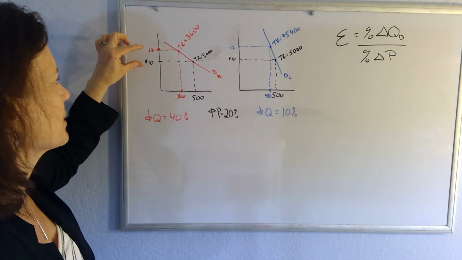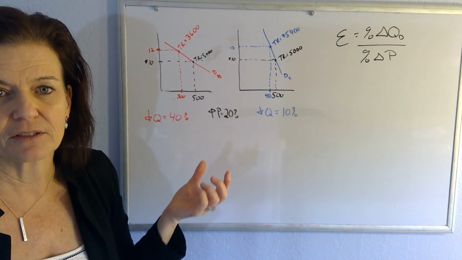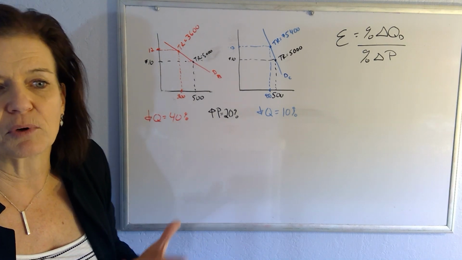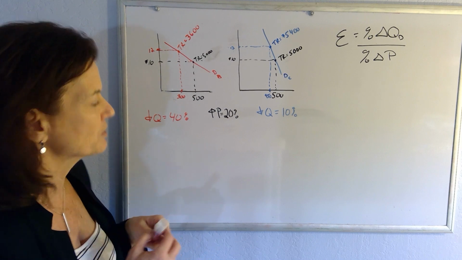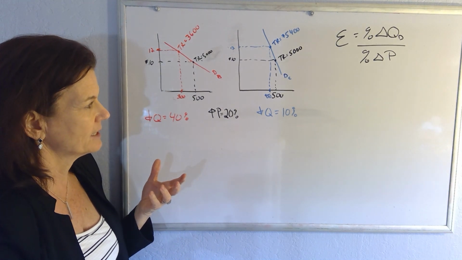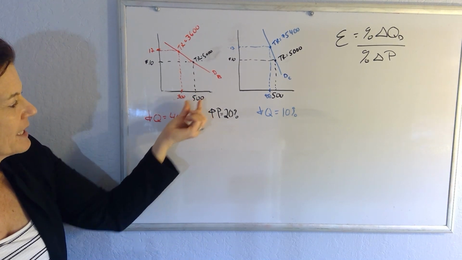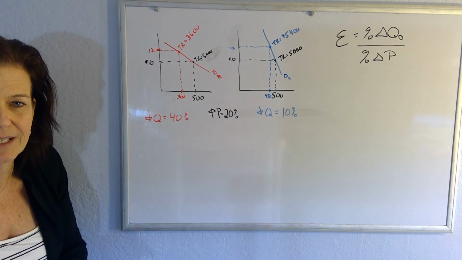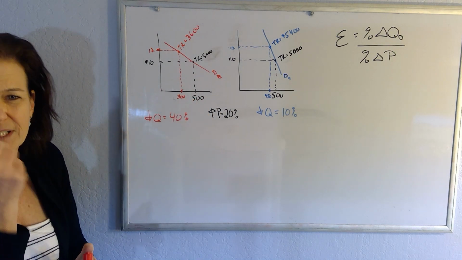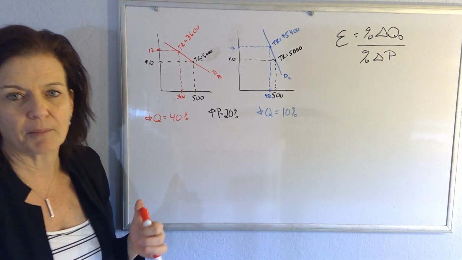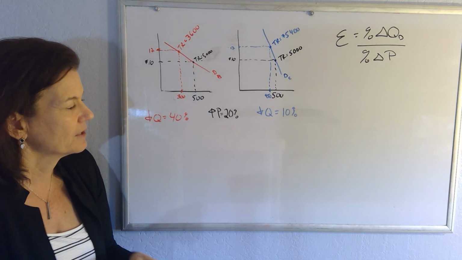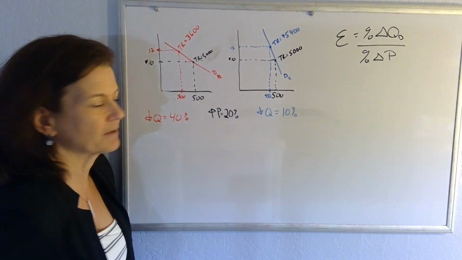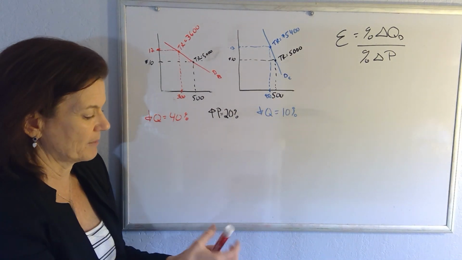In both cases, the price went from $10 up to $12. So that's a $2 increase in price. $2 as a percentage of $10, so it's a 20% increase in price. And we were at 500, and here quantity fell from 500 down to 300. It fell by 200 units. That's a 40% drop from 500. Whereas here, it only fell by 50 units, only a 10% drop.